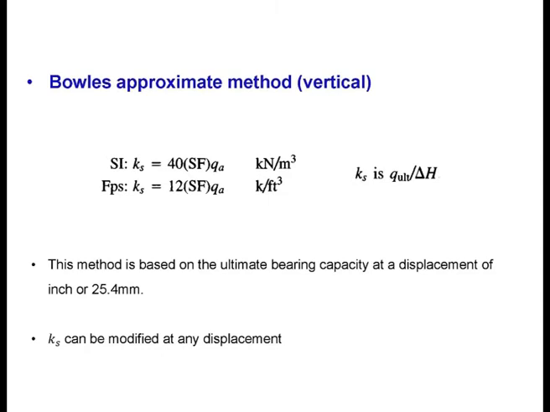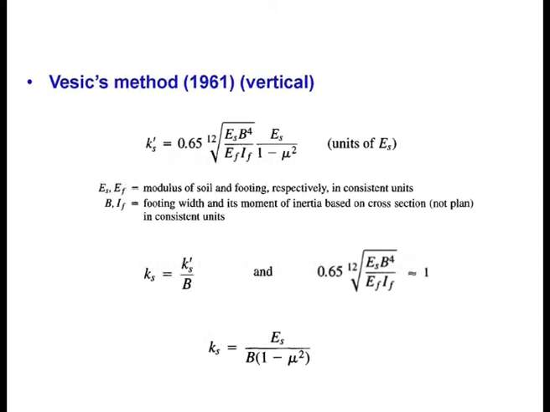Bowers, the scholars proposed this one, the error was a safety factor of 40 multiplied by QA, empirically. This is done based on the ultimate bearing capacity, with a displacement of 1 inch. Some other people are proposing values as well, and you calculate the KS.